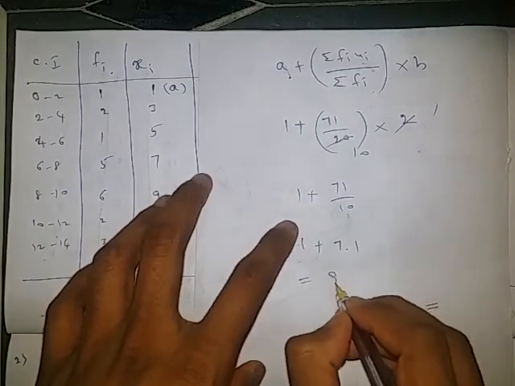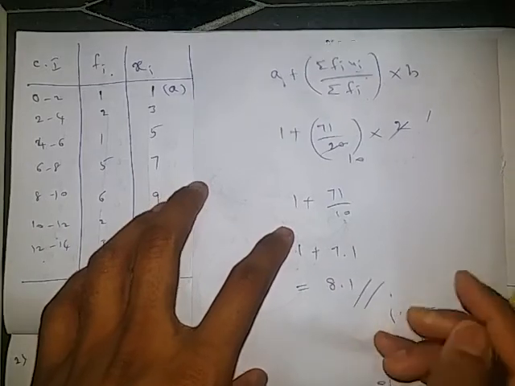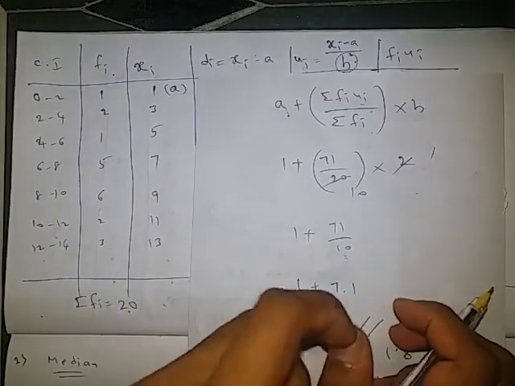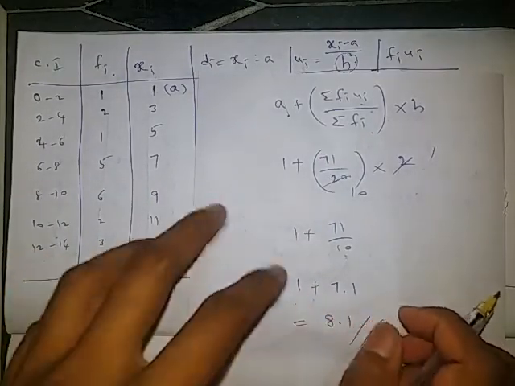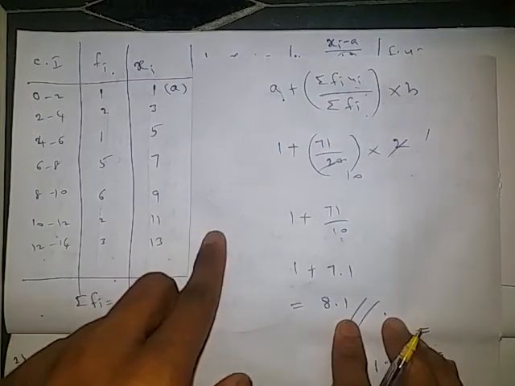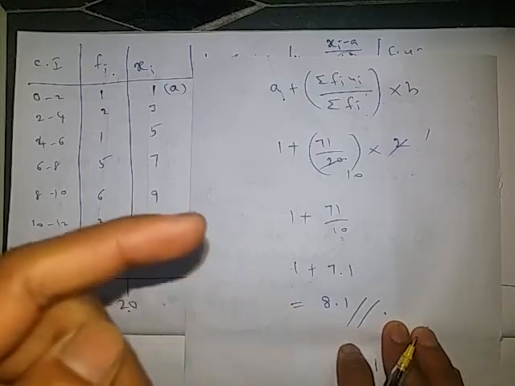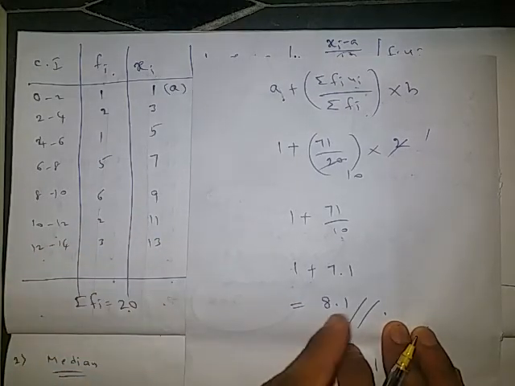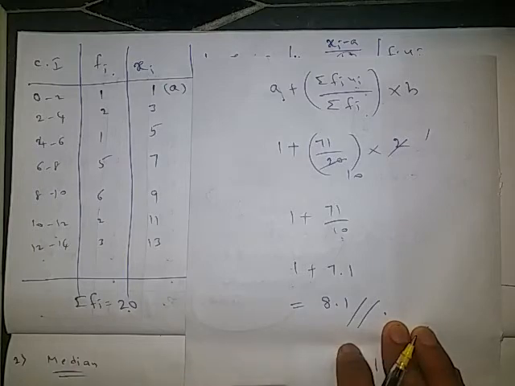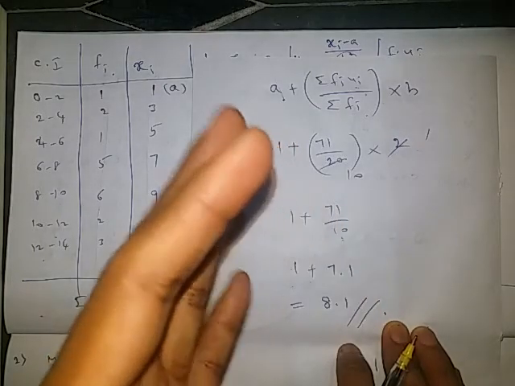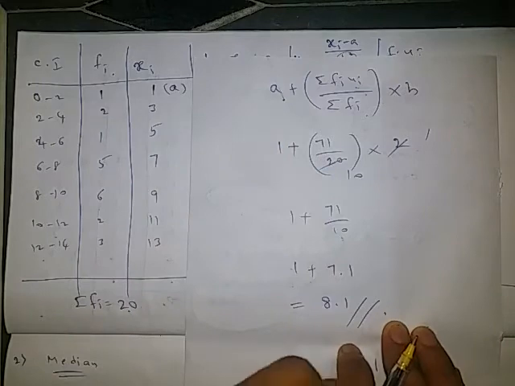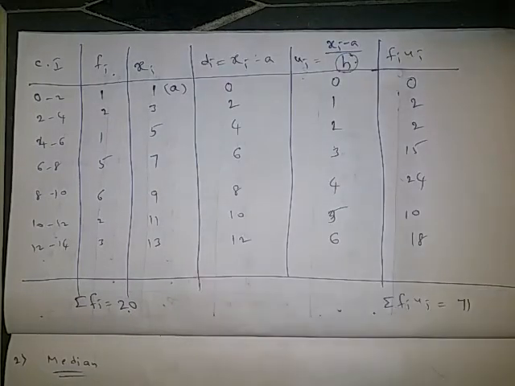So 1 plus 7.1, 8.1. So if you observe clearly, in the direct method also our answer is 8.1 only. In the assumed mean method also 8.1 only. Step deviation method also 8.1 only. So any method you do, the mean will always be the same. Now the mean is completed. Now let us move to the median.